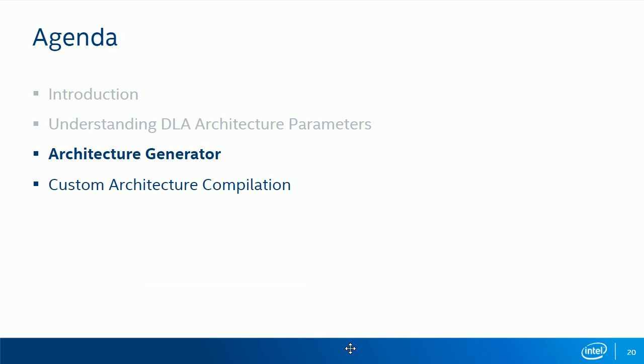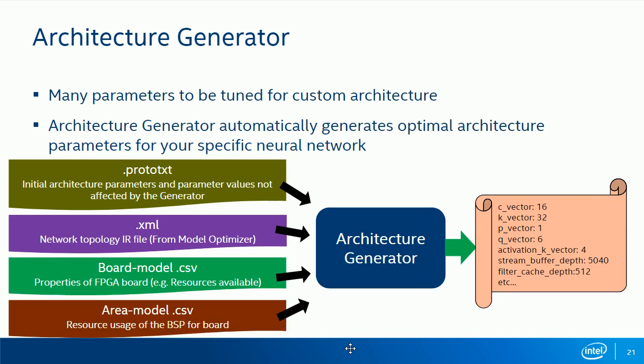Now that we understand some of the architecture parameters available, let's see how we can use the architecture generator to automatically produce an optimal set of parameters. As we've seen, there are many parameters that can be tuned in a custom architecture. It's sometimes time-consuming, error-prone, and extremely difficult to find the optimal combination of parameters for your custom neural network.